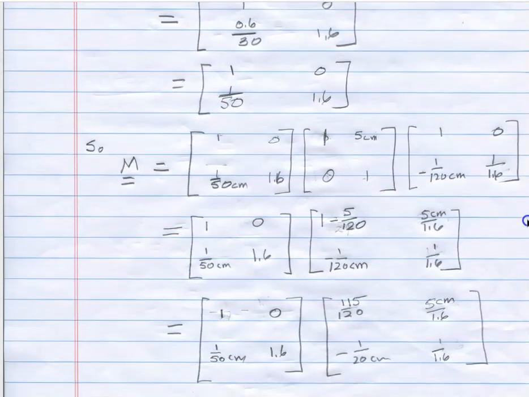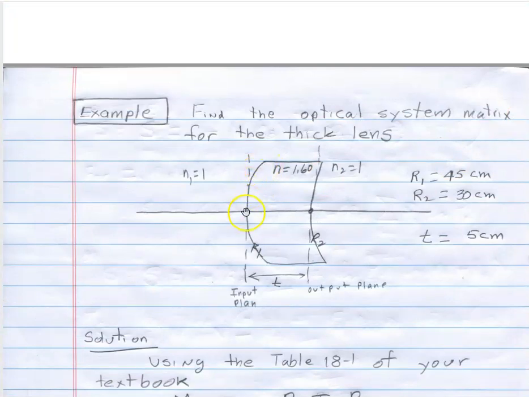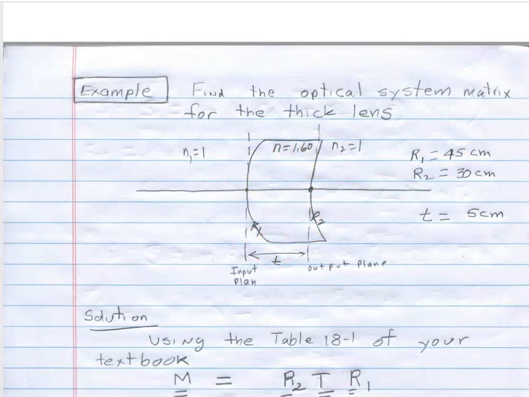Notice both of these radii, if you look at these by our sign convention, are positive values. So I'm really putting these in with the respective sign. In this case, they're both positive.